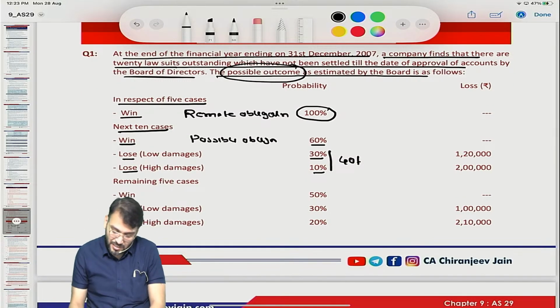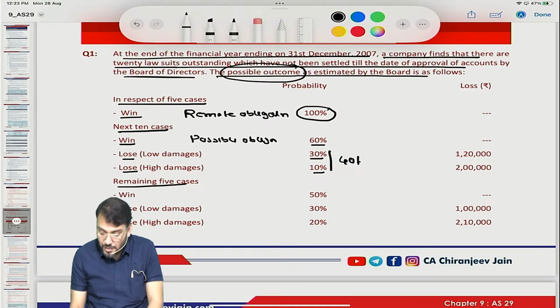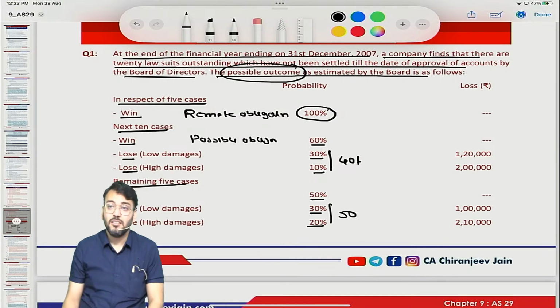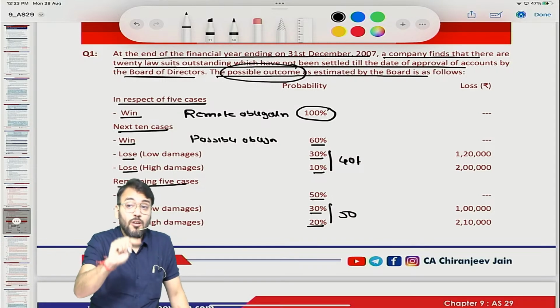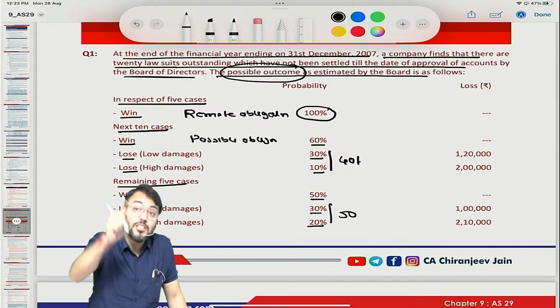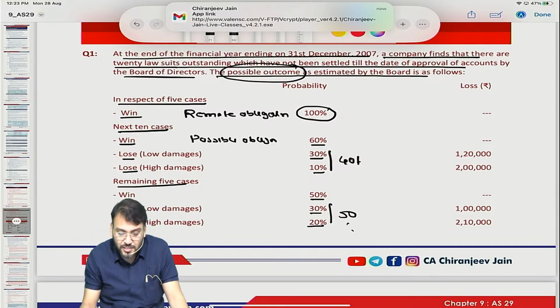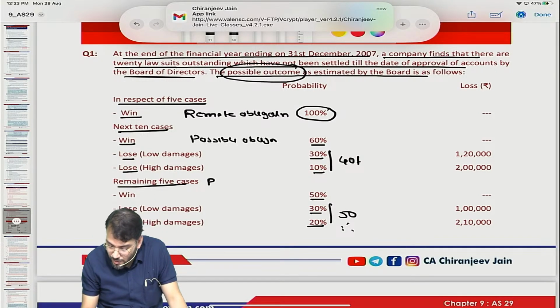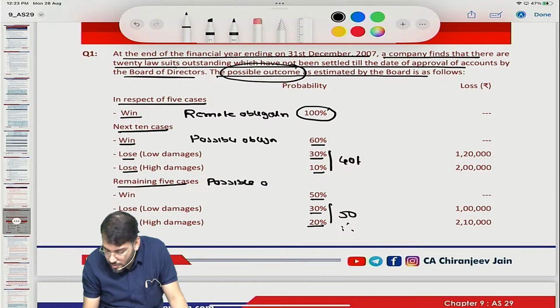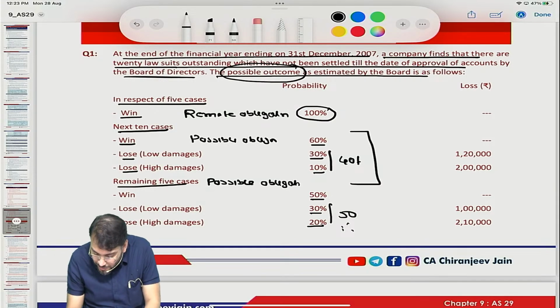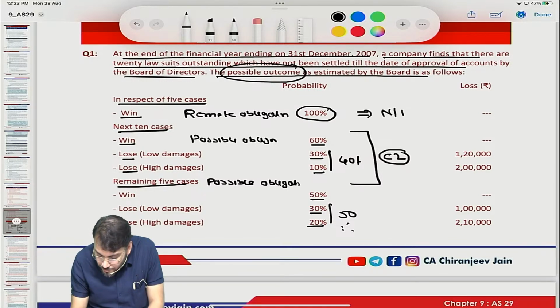Now doubt will come. Remaining 5 cases, they are saying win 50% and these two 30-20%. So this becomes exactly 50. Now what I have said, present obligation means more than 50%. I have never said equal to 50%. Correct? But will you consider this as possible or present? Possible only. It is a possible obligation. Means for these two you will disclose what? Contingent liability. And for this, no treatment.